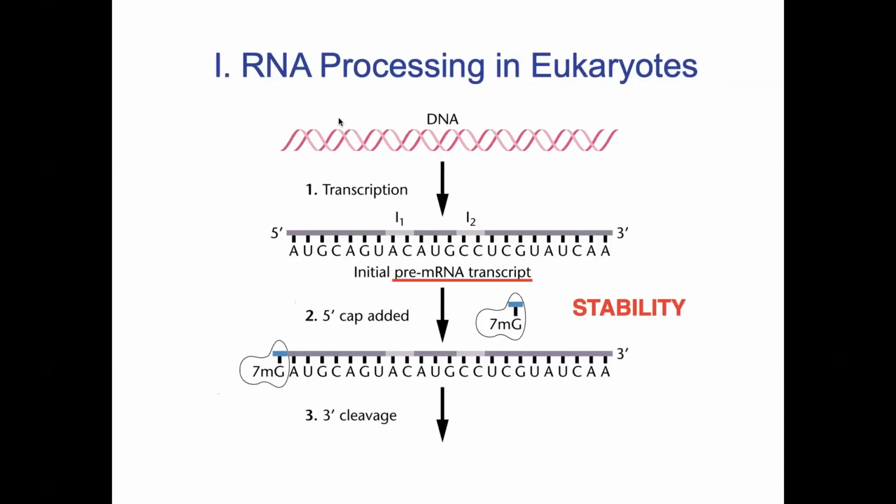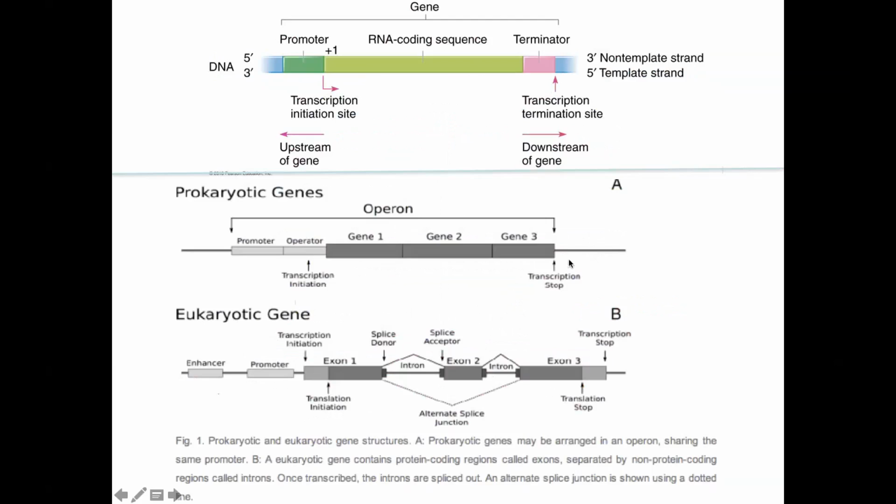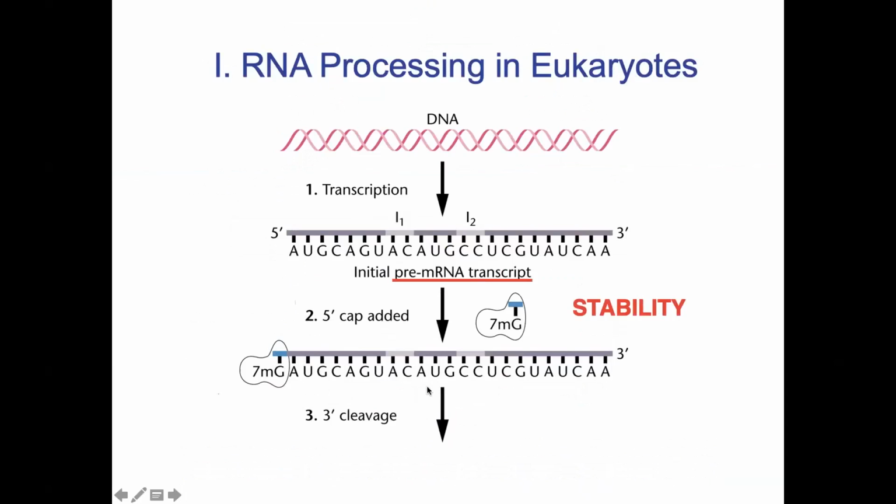So the initial transcript is produced from the +1 site to that region of termination. So again, starting here to a region of termination down here. All of this information is transcribed into what's called an initial transcript or a pre-mRNA transcript. So now that initial pre-mRNA transcript has to be processed. And there's 3 processing steps.